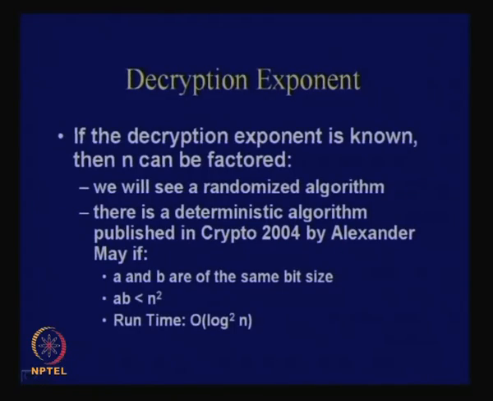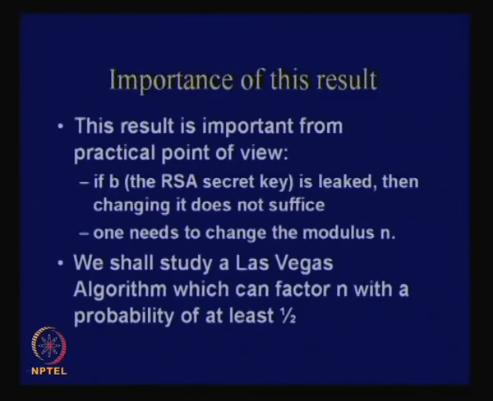So what is a and b? A is the encryption exponent and b is the decryption exponent. A and b are roughly of the same size, and a b is in general less than n squared, and the runtime of this algorithm is O of log squared n. So it is a polynomial time algorithm. But what we shall study is essentially an example of a randomized algorithm. It will be of the Las Vegas class. So we will study that.